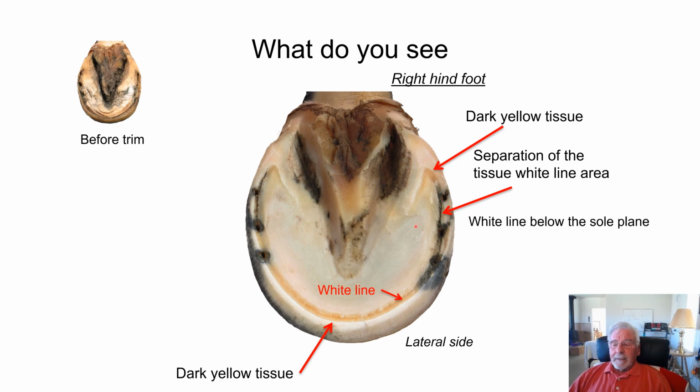The next thing that is important to notice or recognize is that the white line is below the sole plane. So let's come back here to our toe area, and we can see that the sole plane is even with the white line, and the wall has been trimmed to the white line, to all of these planes. But on this lateral side of the foot, it's deep. The white line is inward.